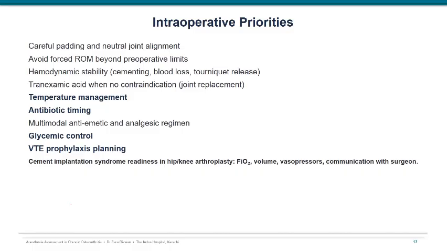Tranexamic acid can be given when there is no contraindication. During the intraoperative period, we also need to manage the temperature. Antibiotic timing is again important because most of the time they are taking cultures, and antibiotics have to be coordinated with the surgeon. A multimodal antiemetic and analgesic regimen should be used. Glycemic control is again our concern. Venous thromboembolism prophylaxis planning should also be implemented. If bone cement implantation syndrome occurs, we have to be ready for it: increase the FiO2, give vasopressors, and better communication with the surgeon is the key.